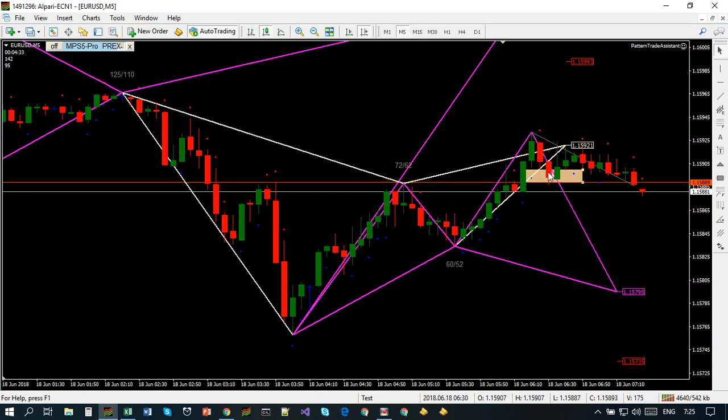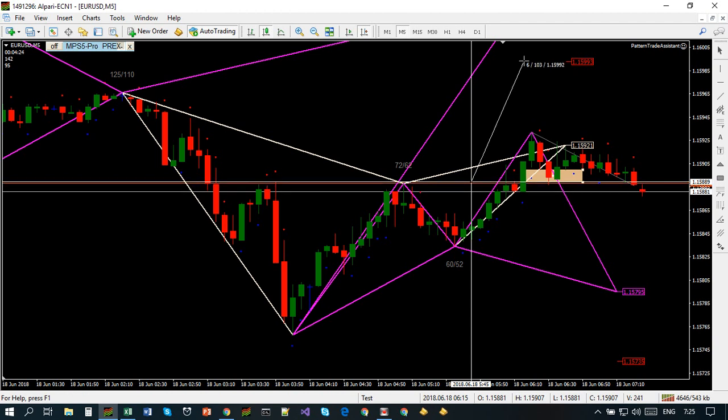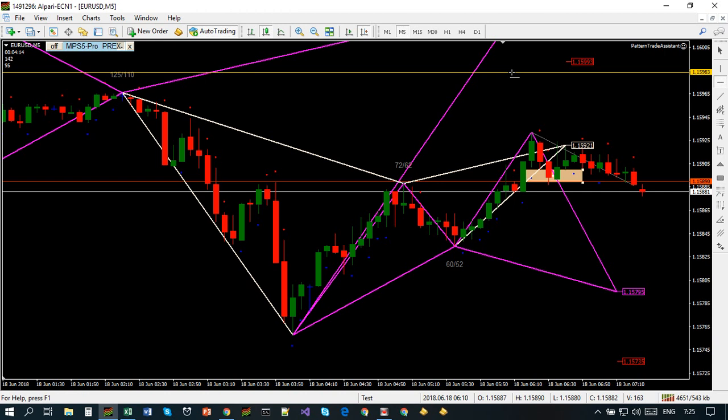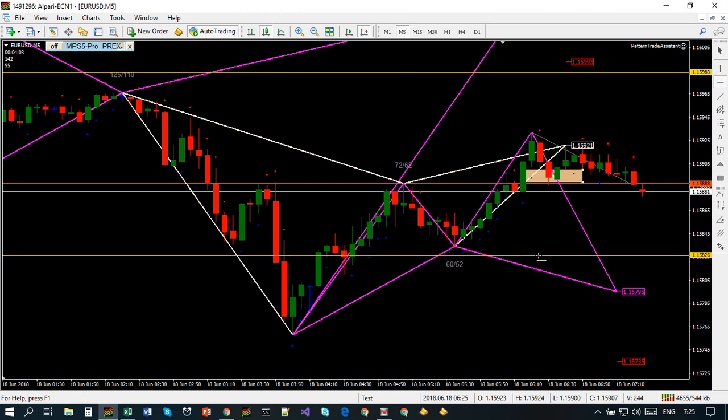You can see this and this. So we get involved here. Stop loss is 10 pips above. It means 1589. Oh, 1598, sorry. And take profit is 6 pips below. It goes to 1583.